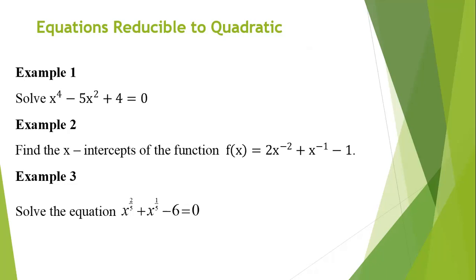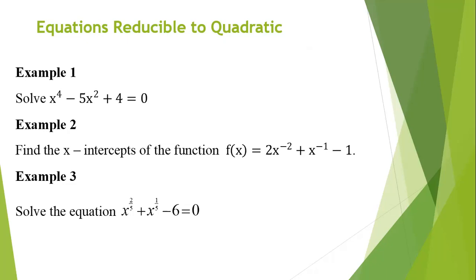Remember, I've told you the number of roots of an equation is determined by the order of the equation. The order of this equation is polynomial of order 4. I must get 4 zeros, or 4 values of x. That's how to solve the first one.